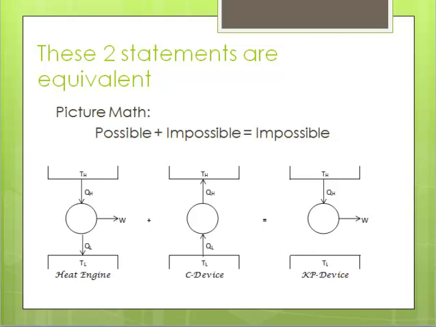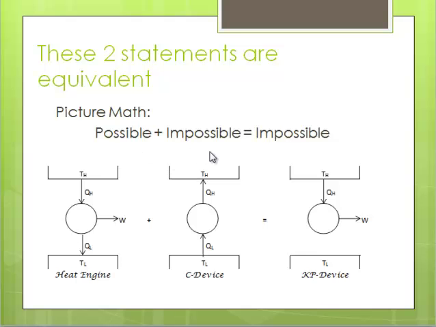Now, sometimes it's interesting to consider that I've got these two things and I said they're both statements of the second law. They really are, because they are equivalent to each other. We'll have a lot of other statements of the second law before the semester is over, and really they all boil down to being the same thing. For these two, it's easiest if you look at it using picture math. So you take a possible device, such as a heat engine here: heat in, work out, QL out, and I add an impossible device to it.